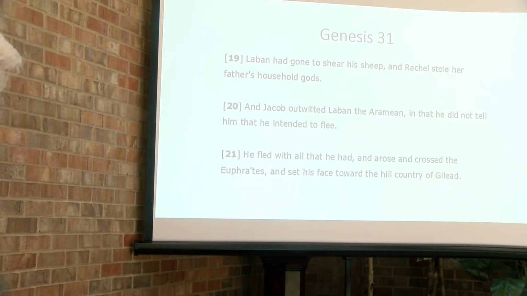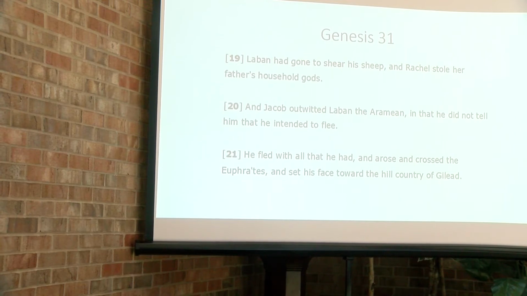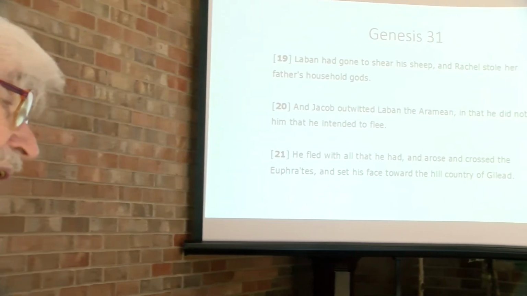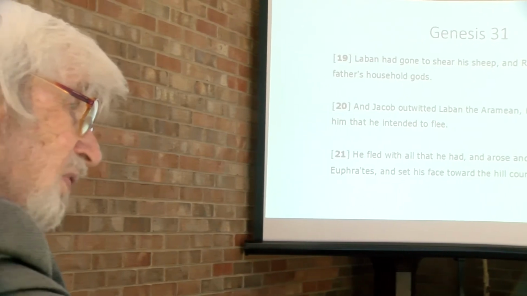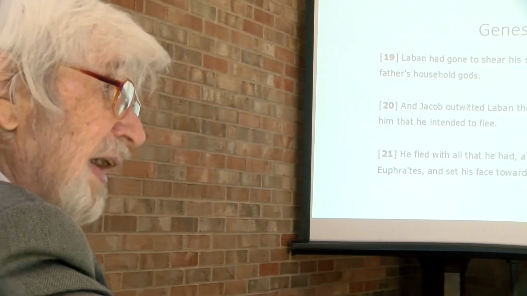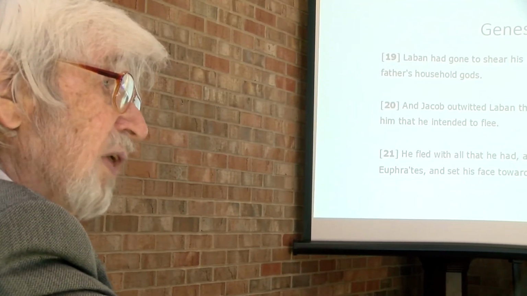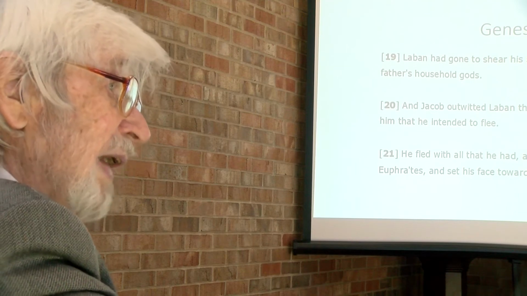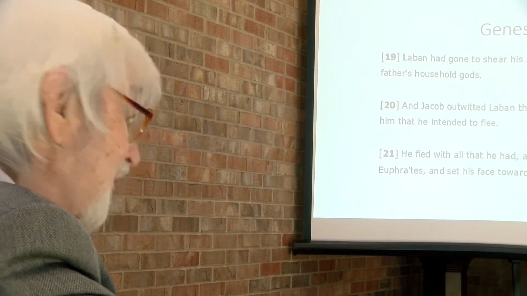Laban doesn't know what's going on. He's unaware of this. What is happening also is that Rachel takes it upon herself to do something that she thinks is quite justified, and that is to steal all the household gods and take them along with her.